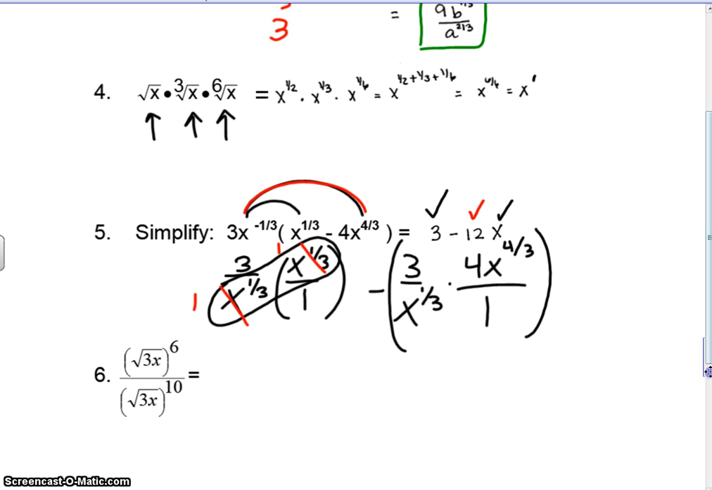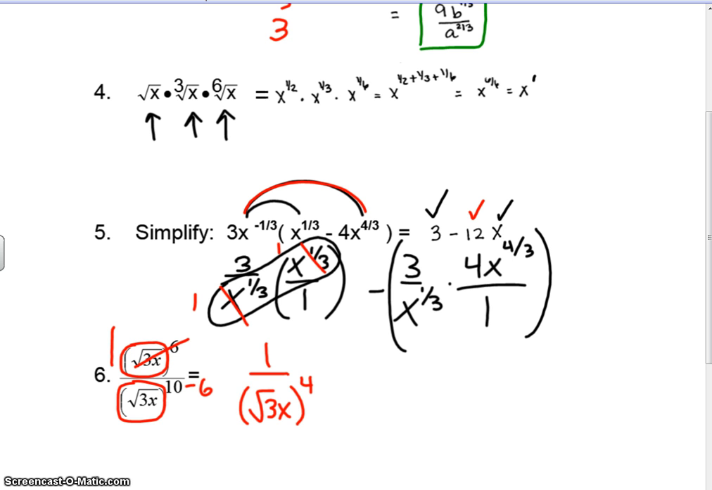On the last one, number 6, notice that we have the same base in this fraction. So the rules of exponents tell us that we're going to subtract exponents since it's division. The smaller one is to the 6th power. So I'm going to mark it off and put minus 6 on the bottom. Replace this with a 1. 1 over the square root of 3x to the 4th power. 10 minus 6 is 4.